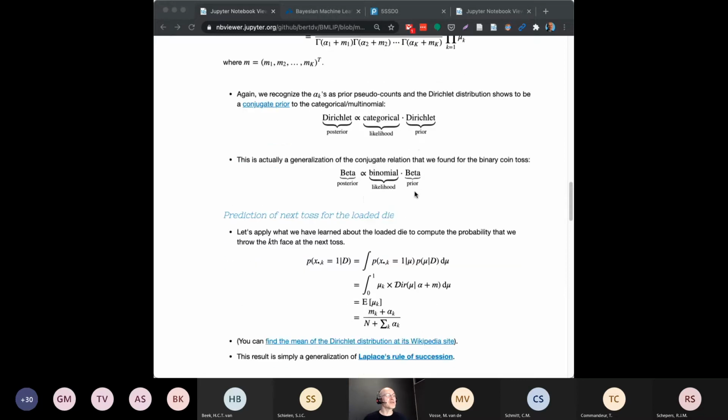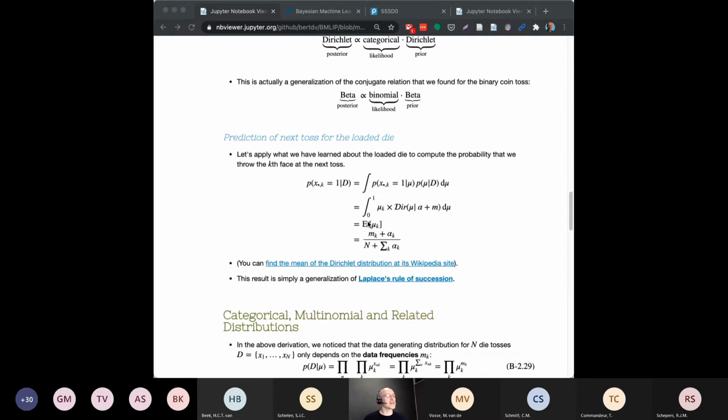What's also interesting, if you then do prediction with that result, you get this. This is Laplace's rule of succession. And if you would have no prior, you would basically do maximum likelihood estimation. You would get the prediction that the kth face turns up after having seen a data set would be m_k divided by M. So the number of times that you see, let's say, heads divided by the total number of coin tosses.